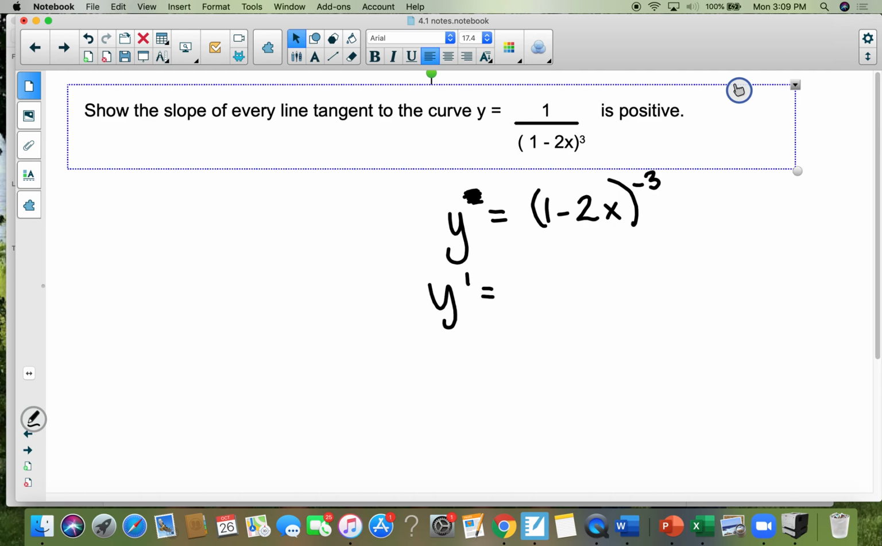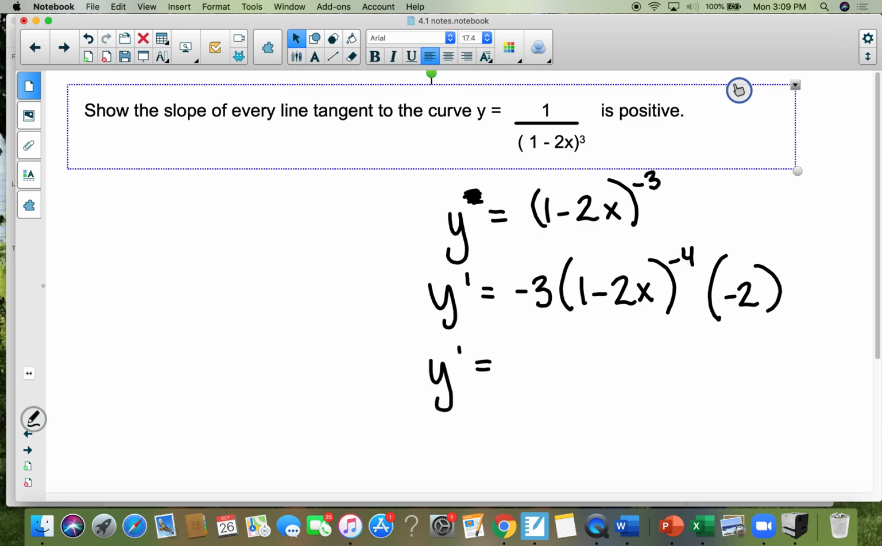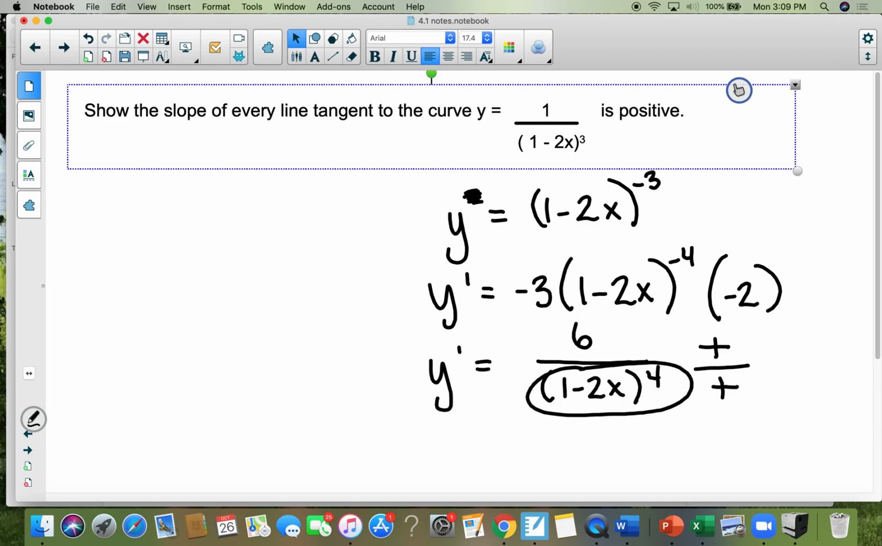Now y prime is take the negative 3, put it out in front, go down by 1, so that's a negative 4. Take the derivative of the inside as a negative 2. So my slope is going to be a positive 6 on the top and 1 minus 2x to the 4th. On the AP test, you can explain that anything raised to the 4th power will be positive and a positive divided by a positive will always have a positive slope.